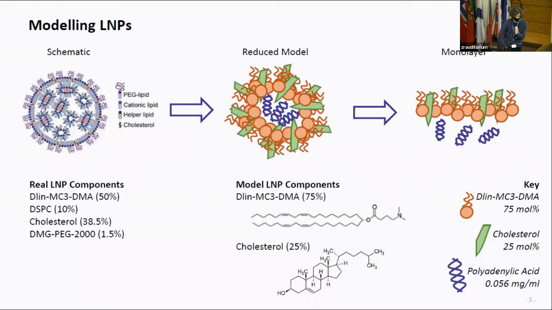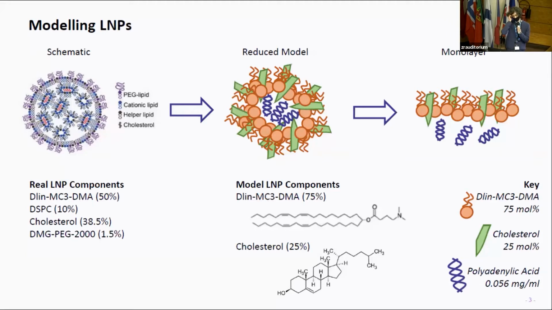So how do you actually do that? Because it's quite an abstract goal. On the far left, you have a schematic of what a lipid nanoparticle could look like. These are made up of key components like D-Lin-MC3-DMA, which is a cationic ionizable lipid, which basically means it has a positive charge at low pH. And then there's DSPC, cholesterol, and DMG-PEG 2000. And the last one is only a 1.5% component of the overall system. And that's just because it really helps with stability more than anything else.